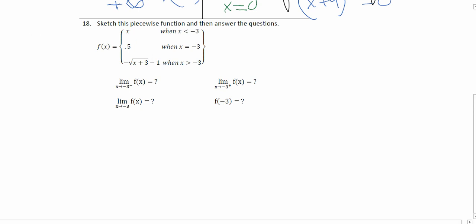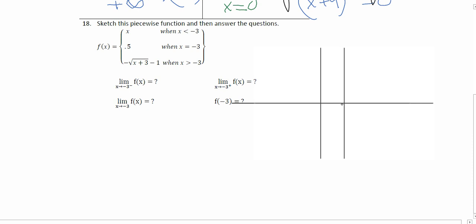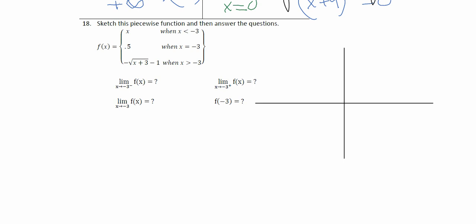Okay, let's finish up number 18 here. This one, they give us a piecewise function that has 3 sections: when x is less than negative 3, when x is equal to negative 3, or when x is greater than negative 3. So let's see if we can draw this. At negative 3 is where everything's happening, so we'll go ahead and mark that off on our graph.